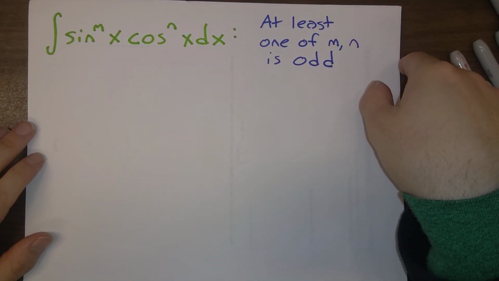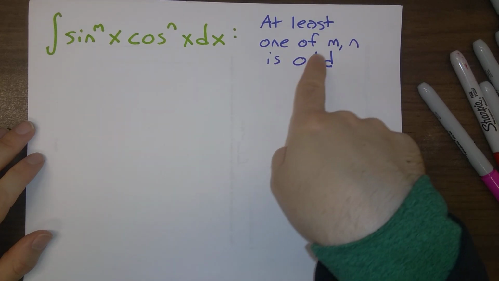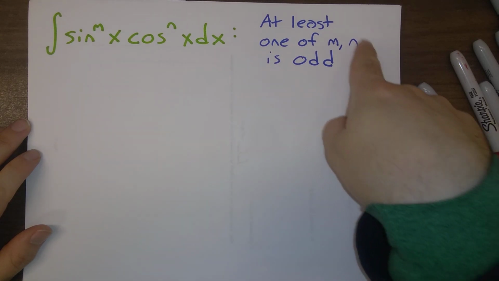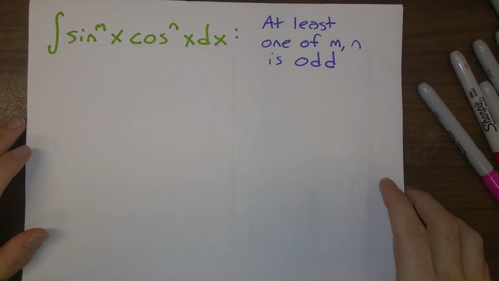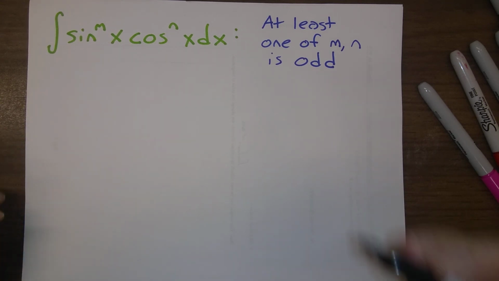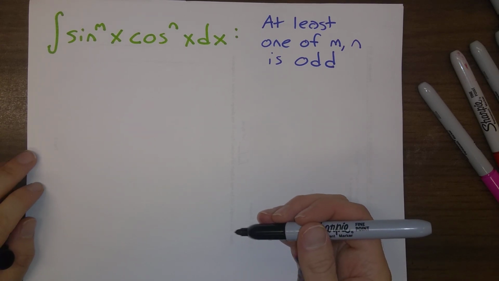As it turns out, there are two major cases to this. There's the case where at least one of m and n is odd, and the other case is when both m and n are even. If at least one of them is odd, this is going to be the easy case for us to do, and we're going to work through an example of that here in this section. It's going to be very similar to what we did in the previous video, just a little bit generalized. So let's say that we are in this nice case, that at least one of m and n is odd.